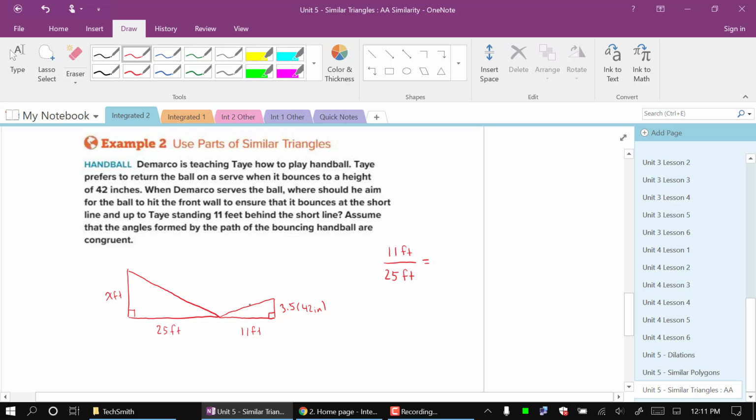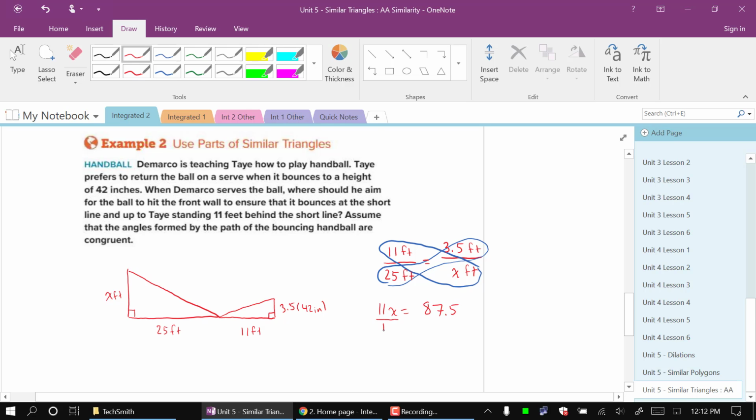Equals, now we're going to get into our unknowns. So this one is 3.5 feet over the wall, which we don't know, is x feet. So we want to solve this. The way we're going to solve this is we're going to cross multiply it. So this is going to multiply this, and then this is going to multiply this. So we get 11 times x, that's 11x. And we're going to multiply 25 times 3.5, that gives you 87.5.